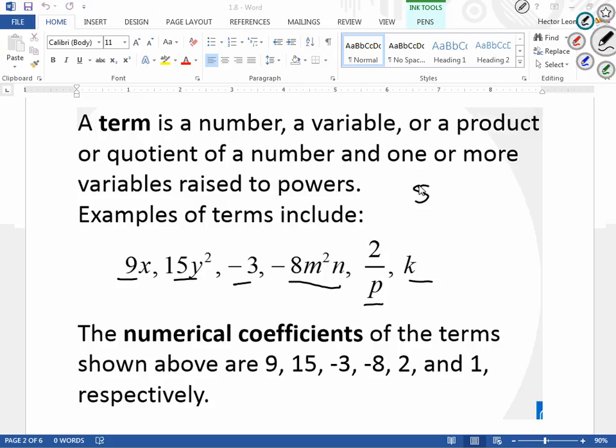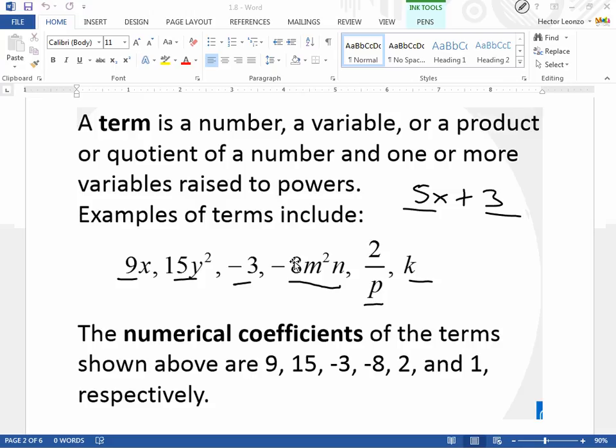As an example, 5x plus 3. I have two terms. 5x is one term, 3 is another term. Once again, terms are separated with a plus or minus sign. Negatives, it's fine, but once again, terms are separated with plus or minus signs.